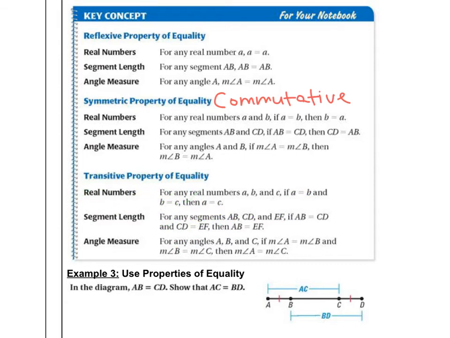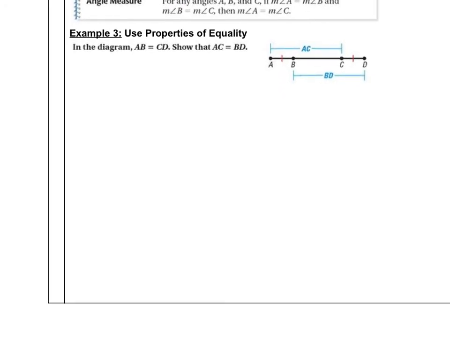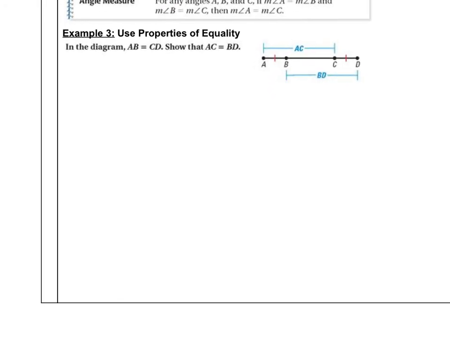Okay? So we're going to take all of that, everything we've done so far, and we're going to put that into a proof. This is really your first full-length proof. So make sure that you pay close attention, make sure you understand what we're going to put down here, as it can be a little intense. Okay, so here we go. In the diagram, AB is equal to CD. We want to show that AC is equal to BD.